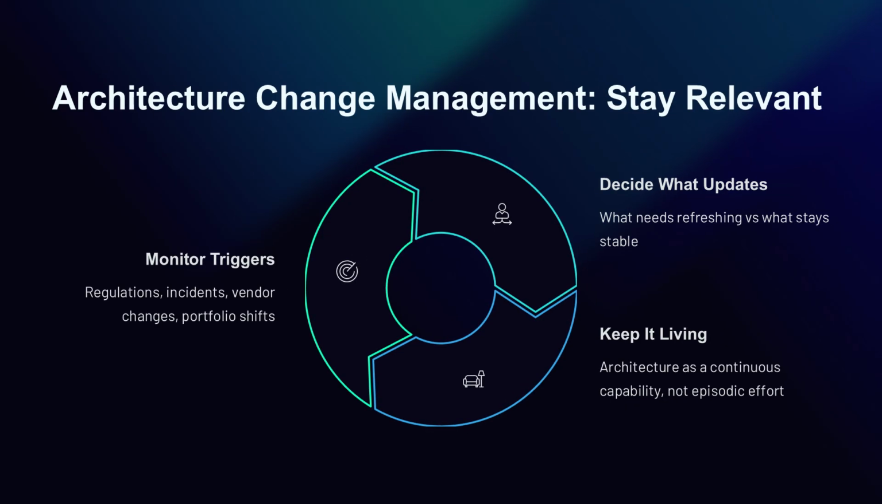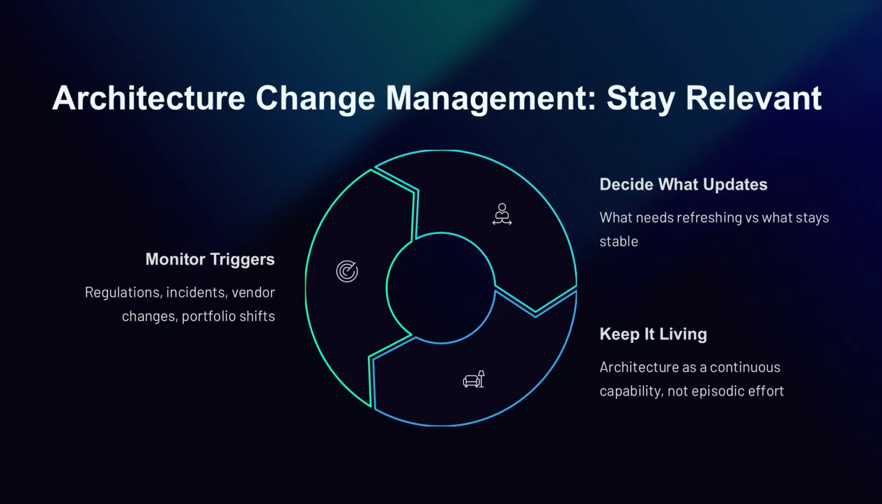Now that governance is active, you need to ensure architecture remains relevant because the enterprise will keep changing. Strategy shifts, technology evolves, threats increase, and business priorities change. Architecture change management is how you keep your target direction, standards, and roadmaps current without constant reinvention.